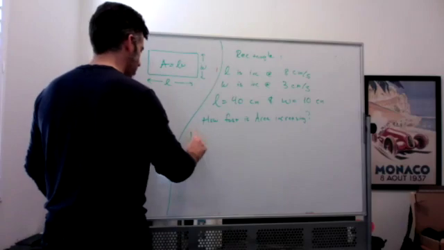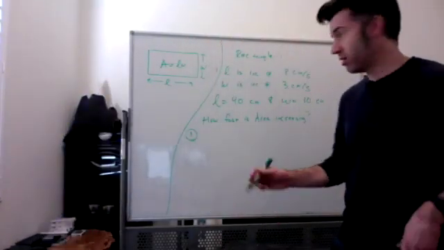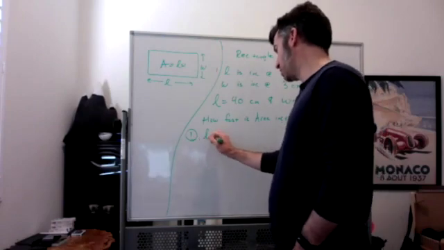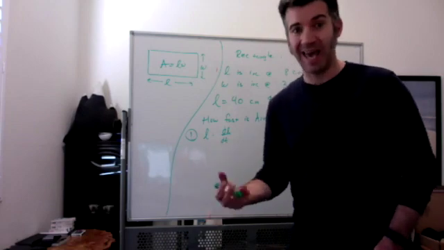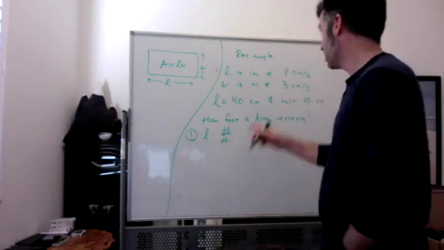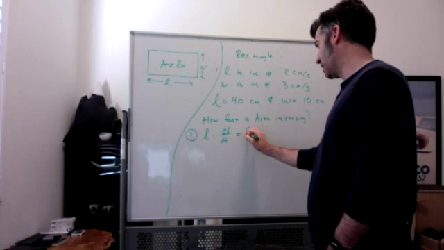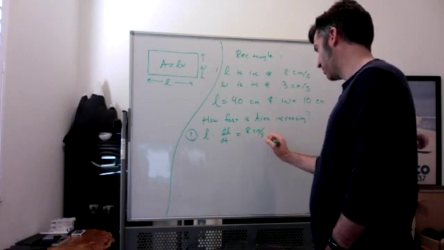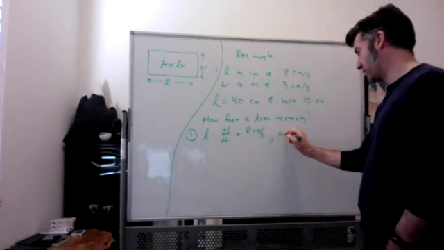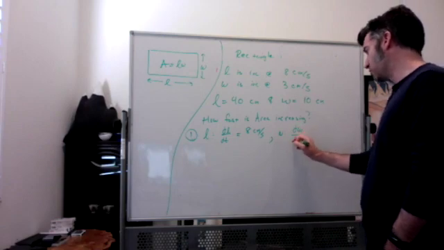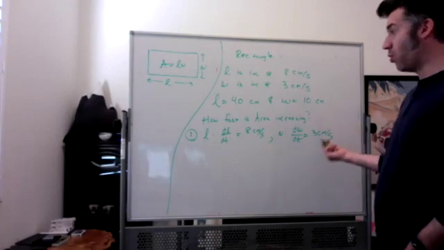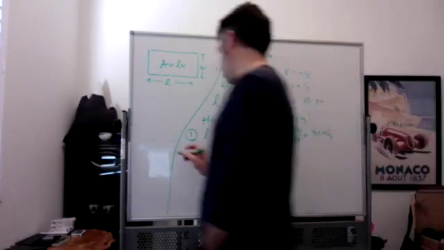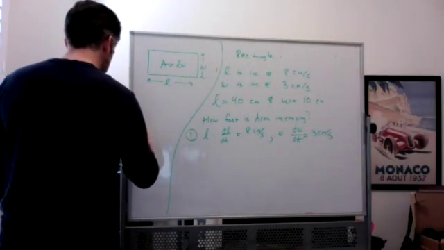Step one, what's changing? Well, length, width, and area. We know that the length is changing, dL/dt. It's how length is changing as time is changing. dL/dt is 8 centimeters per second. We know how width is changing. dW/dt is 3 centimeters per second. And we want to know how area is changing. We want to know what dA/dt is.